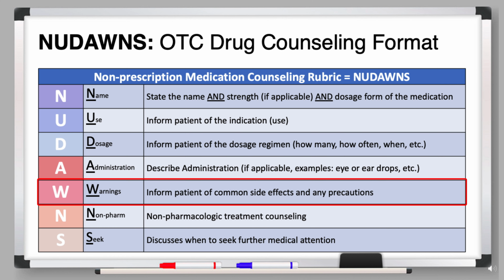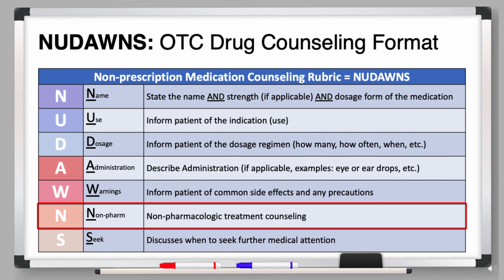After the administration section, then comes W, and W stands for warnings. And this is looking at the box and showing them the warnings section, and then maybe highlighting one or two warnings that the patient should be aware about before taking this medication. The second to the last letter is N, and N stands for non-pharmacologic treatments. So in addition to using this medication, what are some other things that they can do to help treat their condition that don't require a medication? So these are the non-pharmacologic treatments.